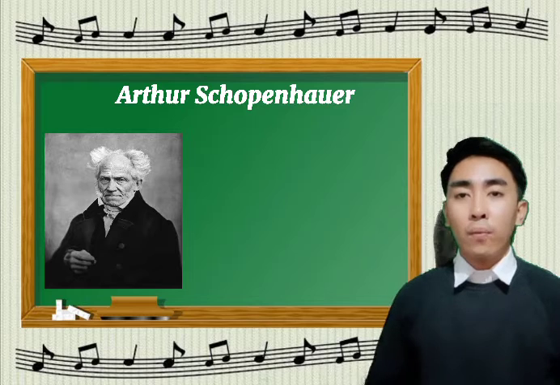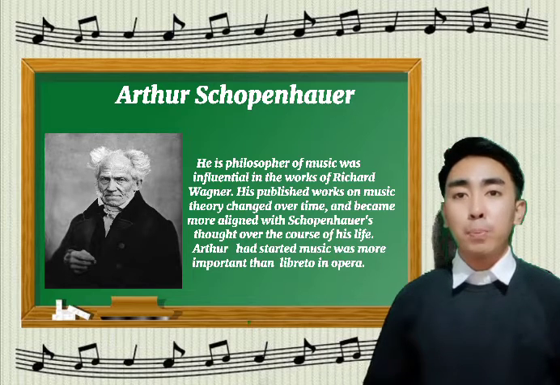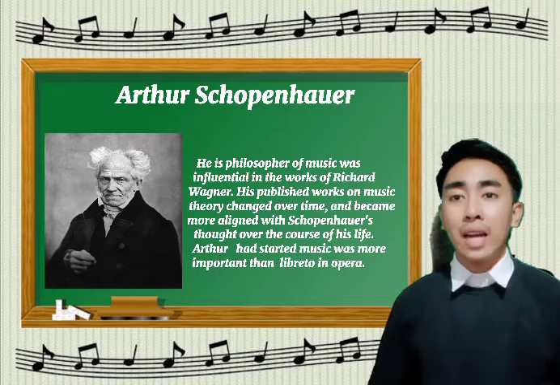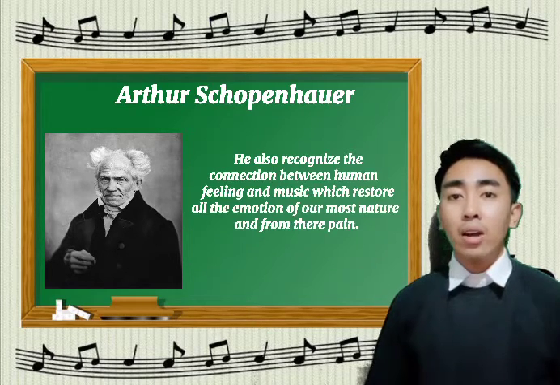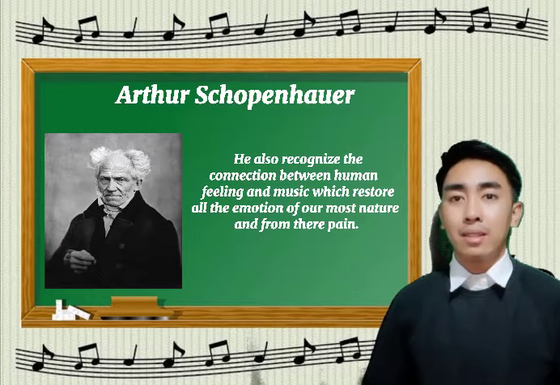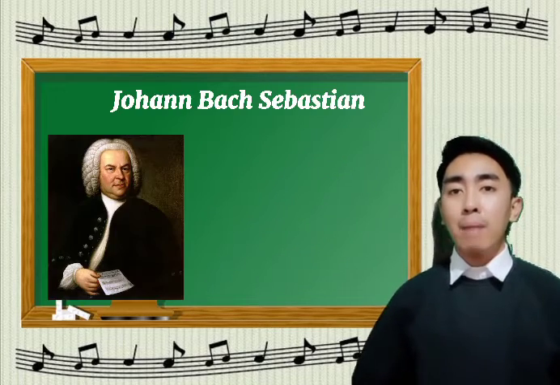Second, Arthur Schopenhauer. His philosophy of music was influential. His works on music theory changed over time and became more aligned with Schopenhauer's thoughts over the course of his life. Arthur stated that music was more important than the libretto in opera. He also recognized the connection between human feeling and music, which restores all the emotions of our inmost nature and frees us from their pain.